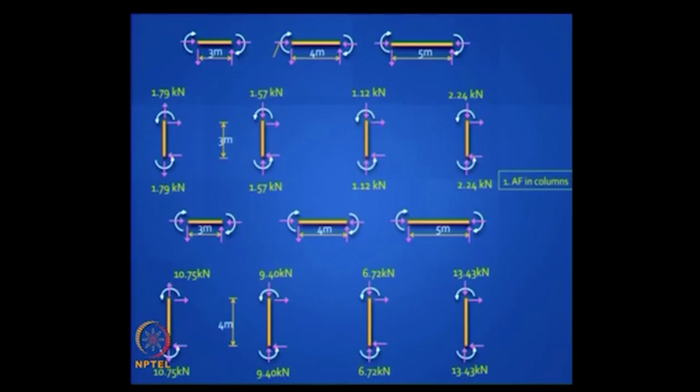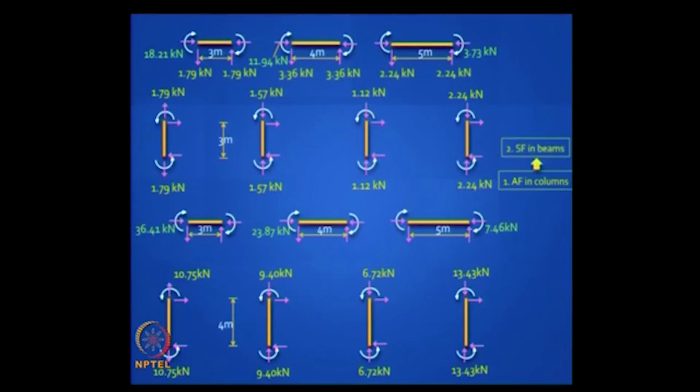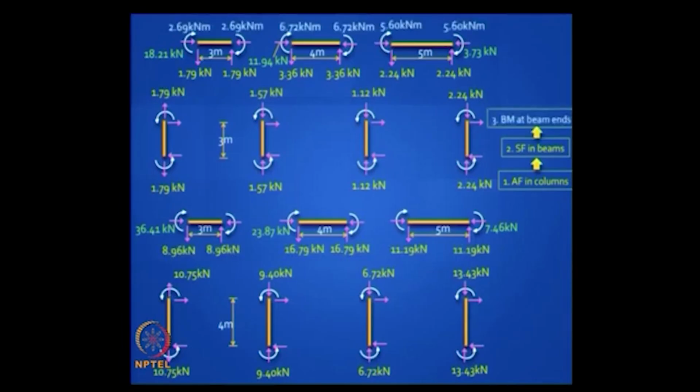Shear force in the beams. Can you do it? Just go in the reverse direction. You get the shear force in the beams, right? What do you do next? Bending moment in the beam. Earlier the shear force was the two end moments divided by the span, now you get the bending moment as the shear force in the beam times half the span. Okay, so you can do that. So you get the bending moment at the beam ends, right.